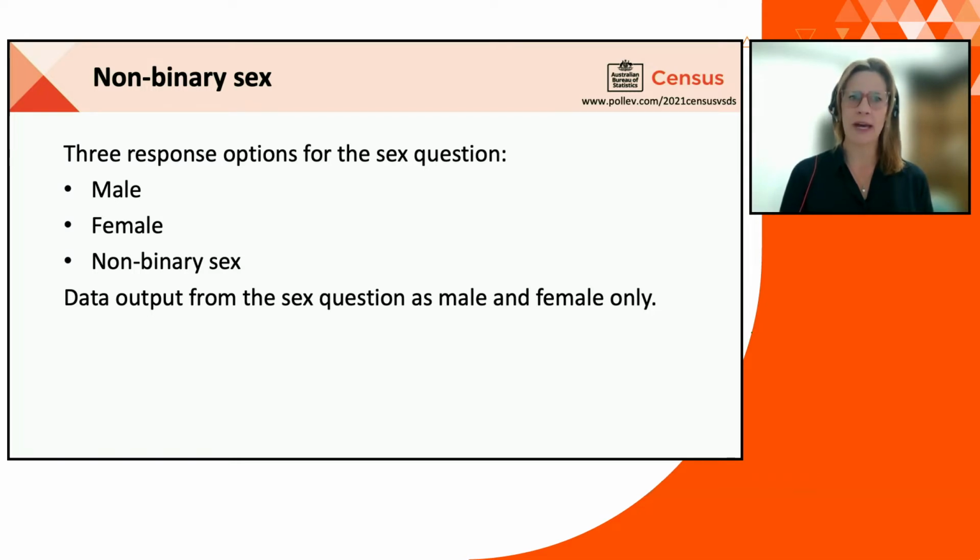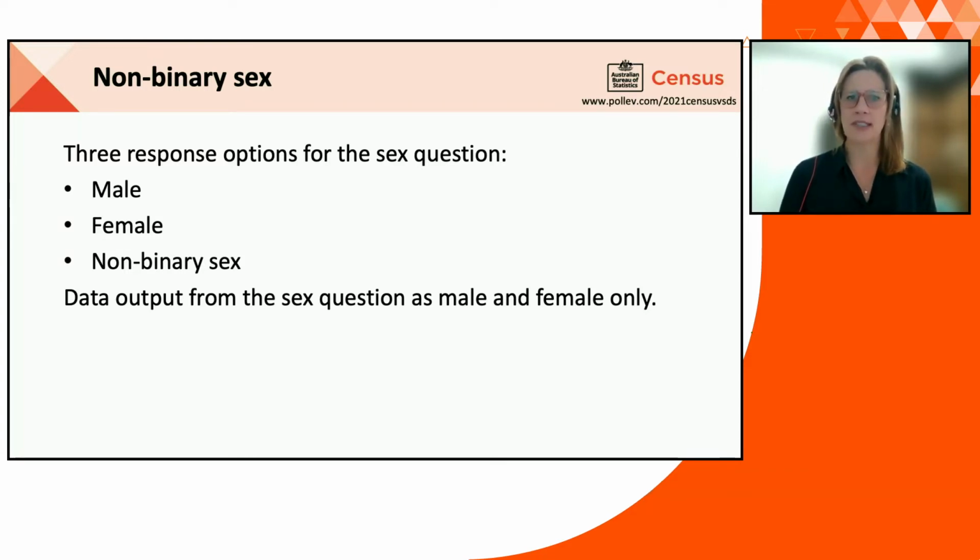And we've gone through a random imputation process for people who did respond with non-binary sex to allocate them a binary sex variable of male and female. And I will just say that the purpose of that was to minimise misinterpretation of the data.